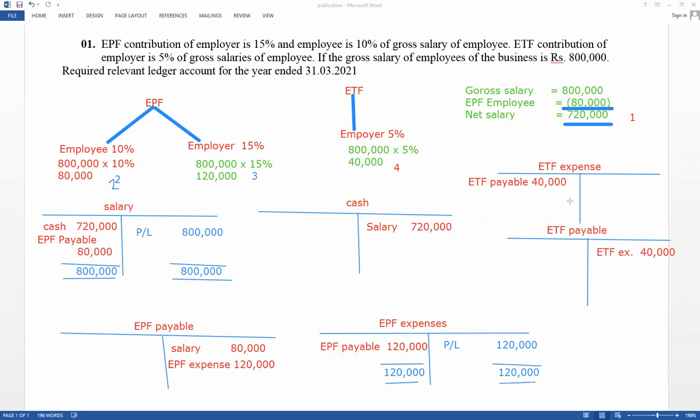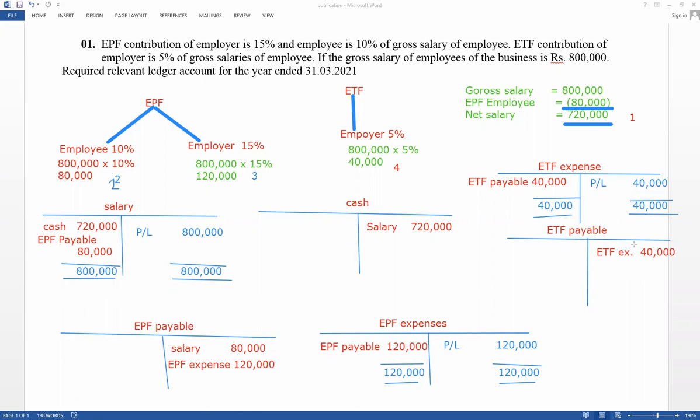Think expense accounts as well as ETF also the same way. ETF debit side total money equal 40,000. Take that value to the credit side. Then difference value also 40,000 as income statement, as a profit and loss account. There are 3 expenses relevant for employees. Employee related expense: salary, EPF expense as well as ETF expense. Those values should be included in the income statement under administration expense.